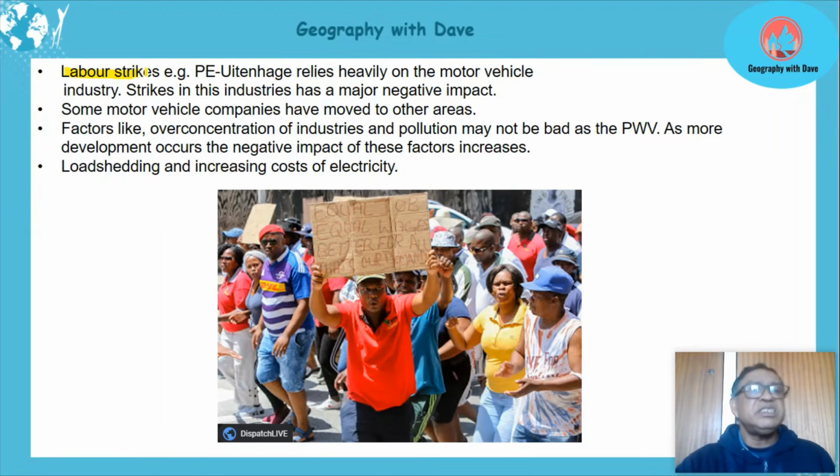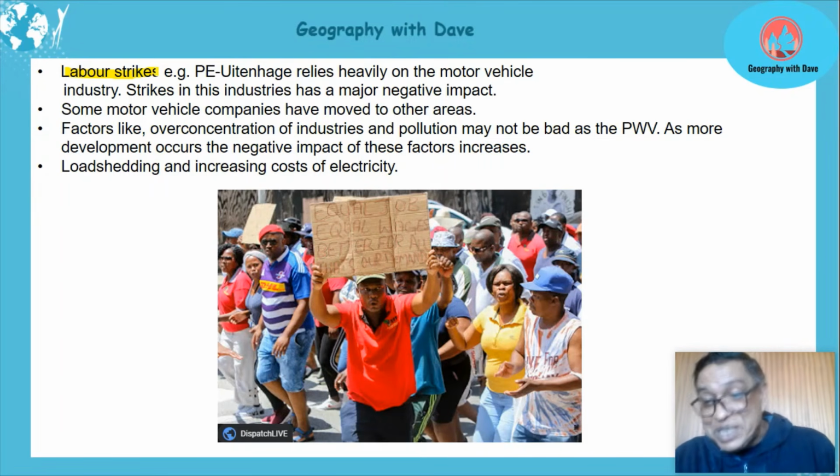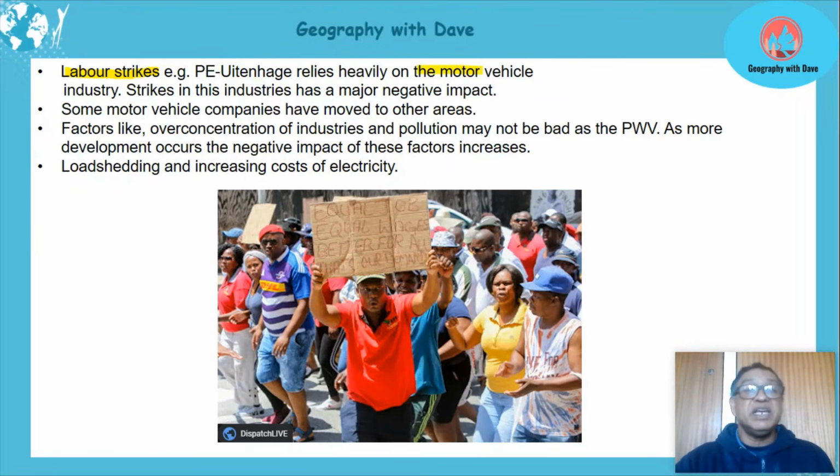Labor strikes seem to be on a slowdown at the moment. I stand to be corrected, but at least this has improved. Not many labor strikes are happening at the moment. That's a good sign. As I say, I can't read all the newspapers. I try to check the news, but labor strikes have been big in this motor vehicle industry. Can you see people striking?